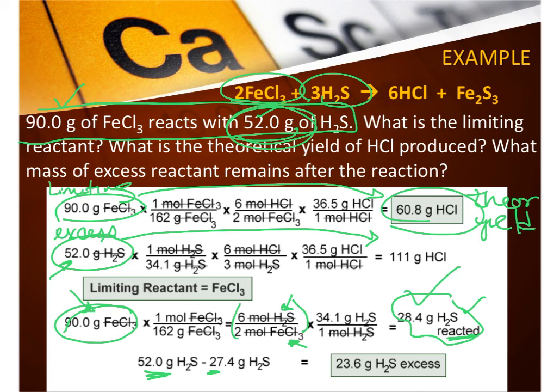Ooh, where did I get 27.4? I changed it. That should be 28.4. But anyway, you subtract the amount that actually reacted from the amount you started with, and that gives you the excess reactant that's left over or unreacted. That is it for this PowerPoint.